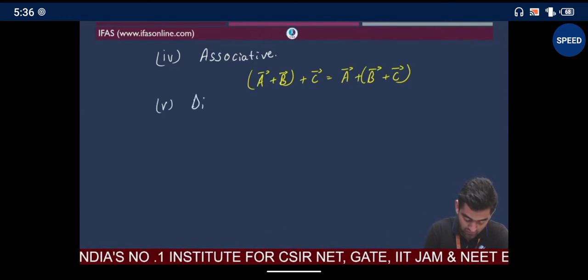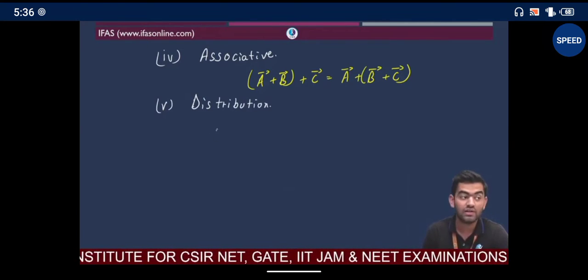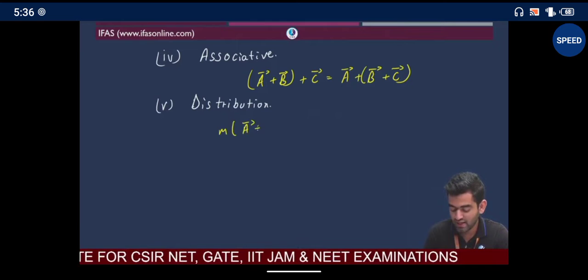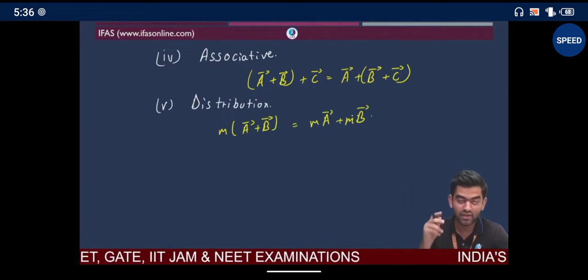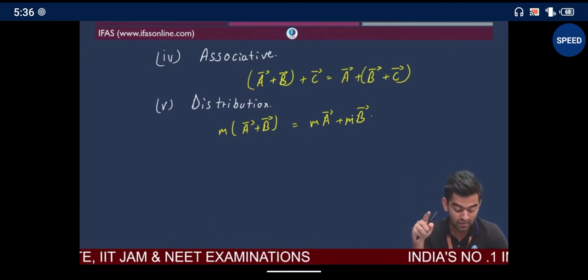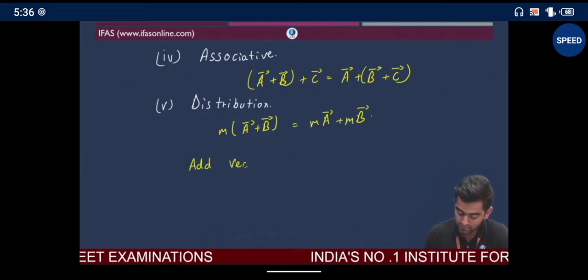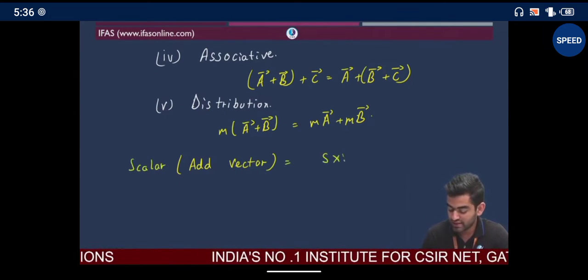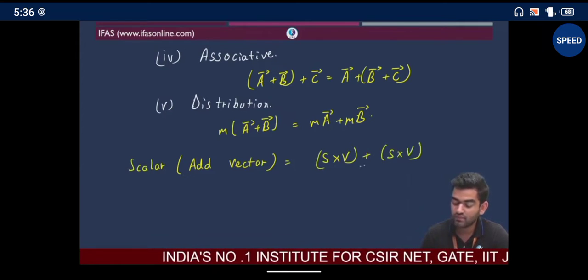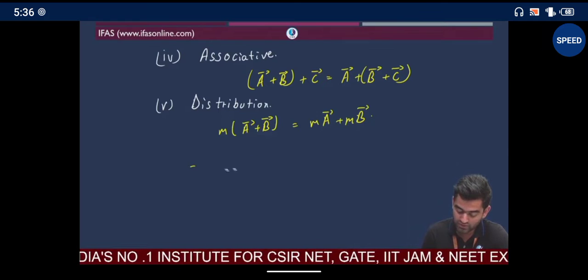Fifth one is distributive. Now it is not distributive in the vector sense, but it is distributive from the scalar multiplication point of view. So if M is multiplying with A and B, if some scalar is multiplying with the vector addition, it can also be treated as multiplying with the vectors and then adding them. So adding the vectors and then multiplying with the scalar quantity is similar to scalar into vector plus scalar into vector, and then adding them. Both these are nothing else but the same.